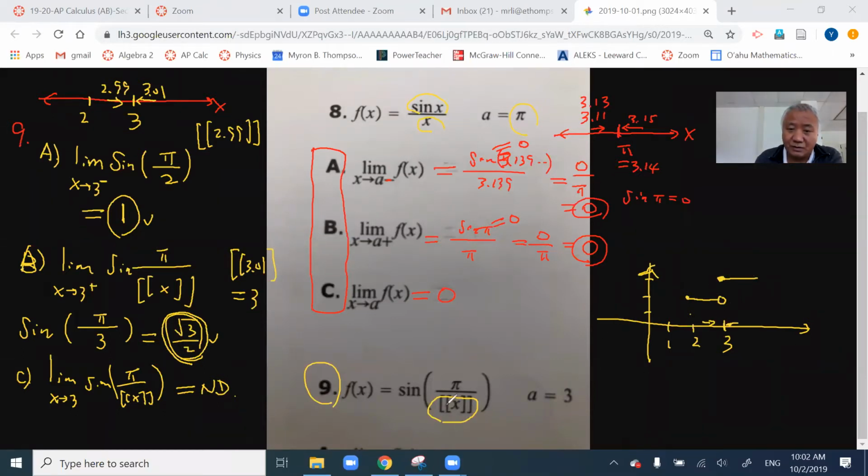The greatest integer part of this function is not continuous, so we can see the left and right limits were not equal. So that's why the limit of sine pi over the greatest integer of x, when x approaches 3, is not defined. Okay, that's the one.